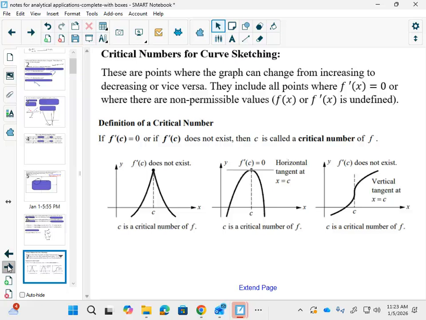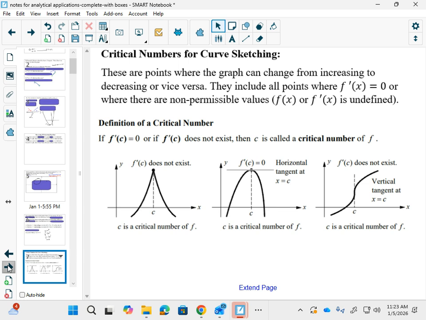Stationary points are a subset of critical numbers. So we're getting into some new definitions here. We already know maximums and minimums are things that you've seen before. Those are part of stationary points. And then on top of that, stationary points are part of critical numbers. So what is a critical number? It's either a stationary point or a point where the derivative does not exist. These have significant effects on your graph.